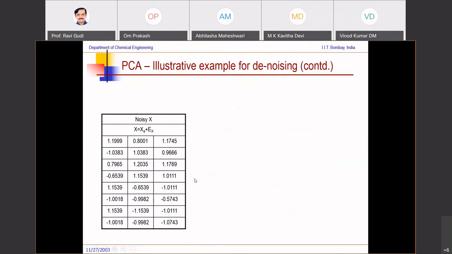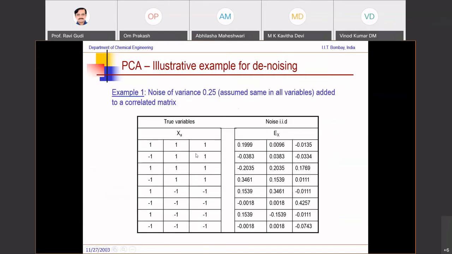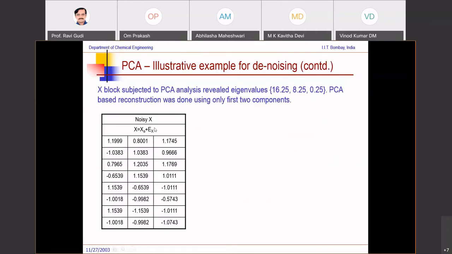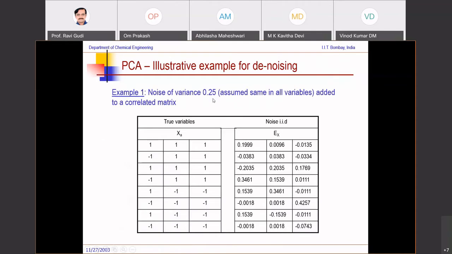Okay. Do you understand now what I'm doing here? I'm taking these true variables, adding noise, getting this noisy X. And I'm subjecting this to an eigenvalue, eigenvector decomposition. What does that mean? I'm looking at X transpose X, or I'm doing a singular value decomposition of X. In other words, I'm doing a PCA. When I do a PCA of this X, it turns out that the eigenvalues are 16.25, 8.25, and lo and behold, this 0.25 is also coming in. What is this 0.25? Going back here, 0.25 turns out to be the noise variance that I've added.